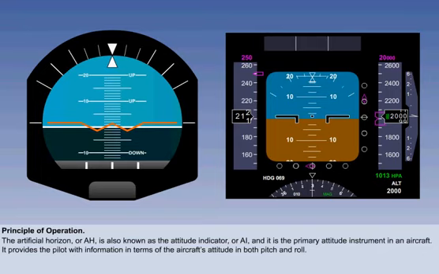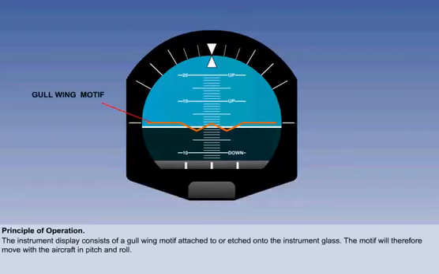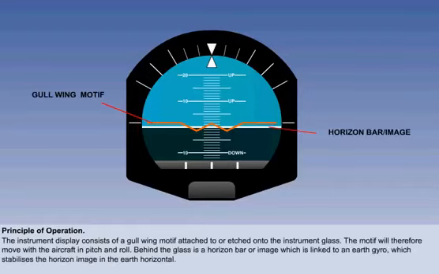A mechanical instrument display consists of a gull wing motif attached to or etched onto the instrument glass. The gull wing motif will therefore move with the aircraft in pitch and roll. Appreciating this fact is fundamental to reading the instrument. Behind the glass is a horizon bar or image, which is attached to or linked to an Earth gyro, which stabilizes the horizon image in the Earth horizontal.